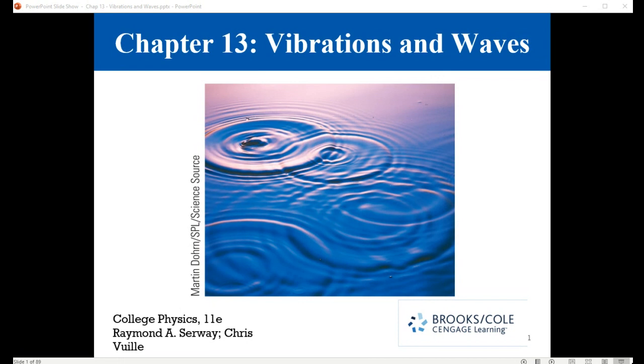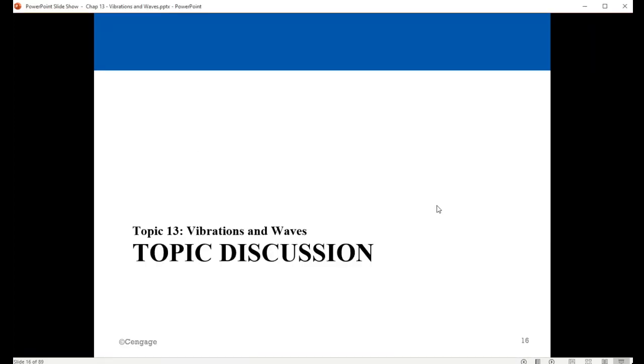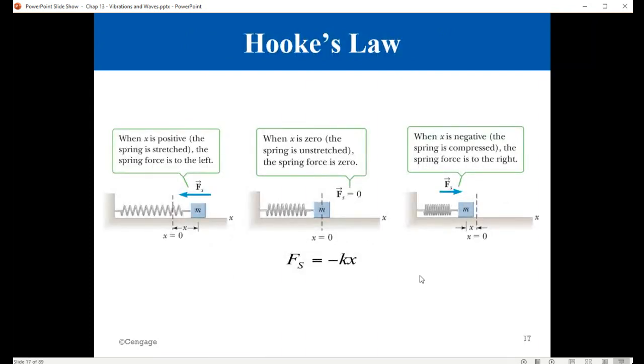So this is an important motion that we need to understand its physics and the laws that govern the motion. So now we are ready to start learning about periodic motion. And usually the best start, the best example that we are all familiar with is the spring.